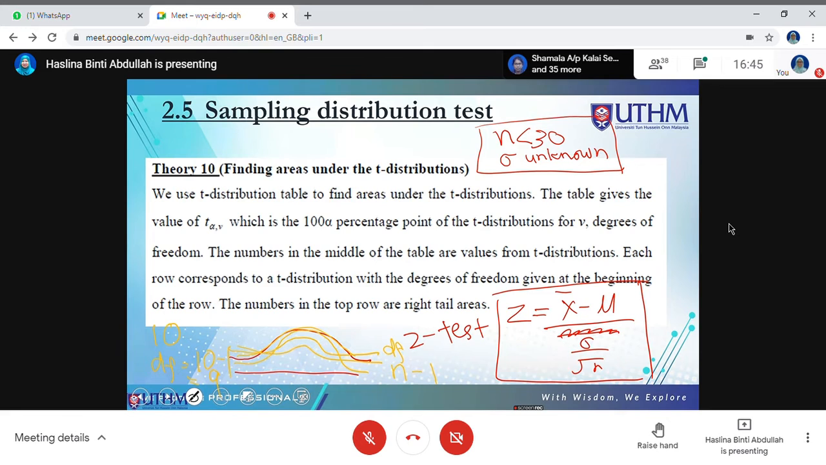If the number of samples is less than 30 and the value of variance or standard deviation sigma is unknown, you need to use the T distribution test. In the T distribution test, we have degrees of freedom. The formula for degrees of freedom is number of samples minus 1. You also need to know the value of alpha. In chapter 3, I will explain in detail what alpha is. For today, I will teach you how to use the T distribution test to find the value of probability.